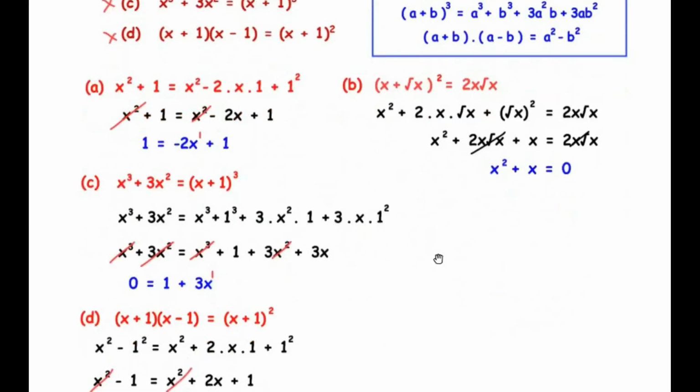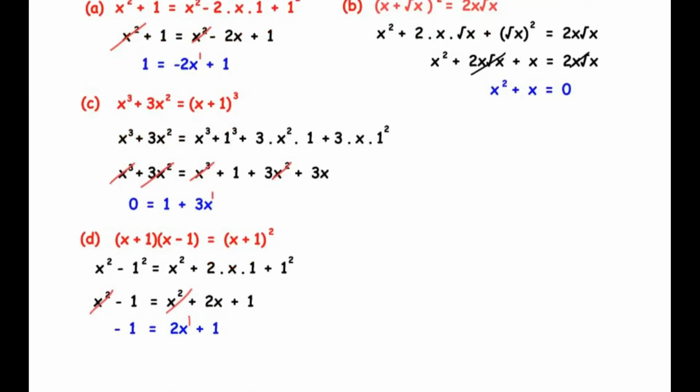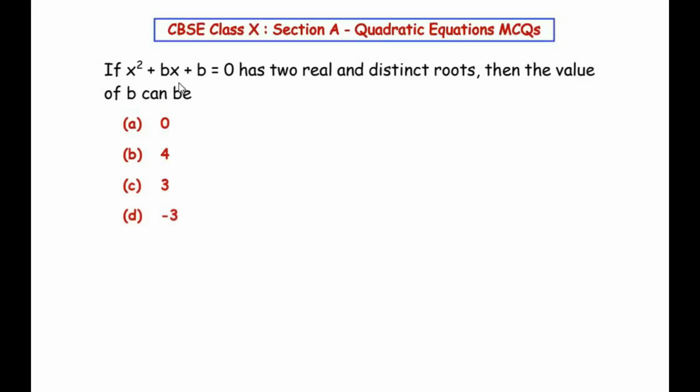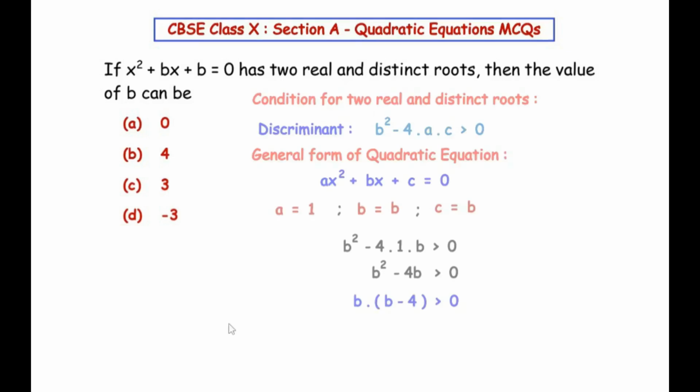Now let us move on to the next question. If x square plus bx plus b is equal to 0 has two real and distinct roots, then the value of b can be. So here they have mentioned that this quadratic equation given has two real and distinct roots. So let us write down the condition for the discriminant of two real and distinct roots. So the condition is b square minus 4ac should be greater than 0.